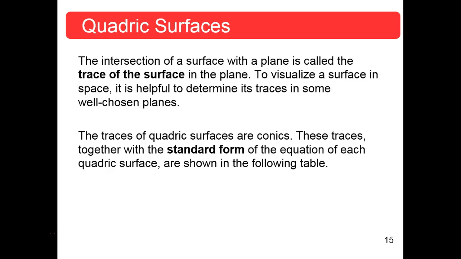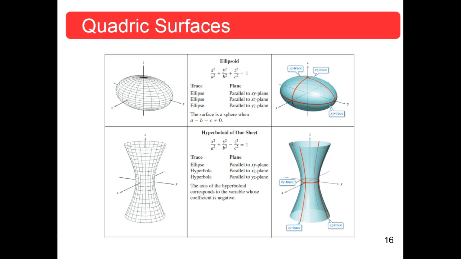In other words, they're either parabolas, hyperbolas, ellipses, possibly a circle, but a circle is just a special form of an ellipse, and lines. And those are also conics, by the way. Those traces, together with the standard form of the equation of each of the quadratic surfaces, are shown in the following table. So they show you first and then explain them later. Well, no, you get the whole picture here.